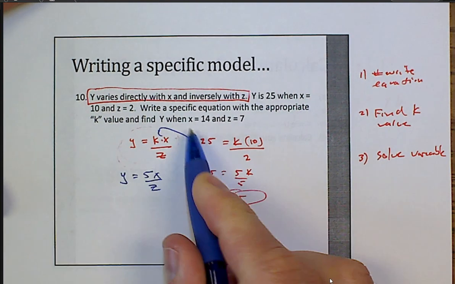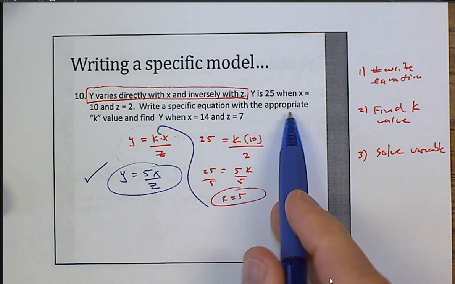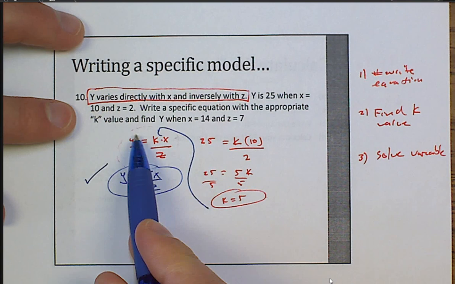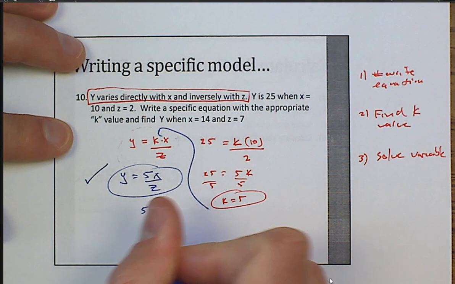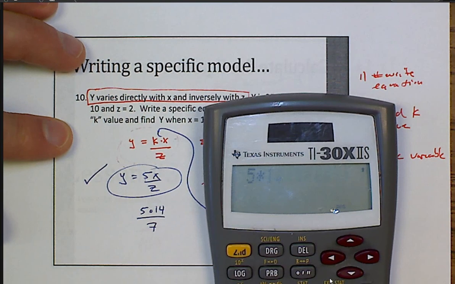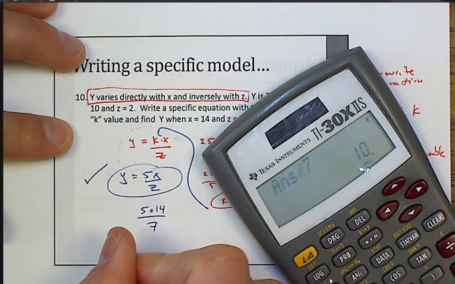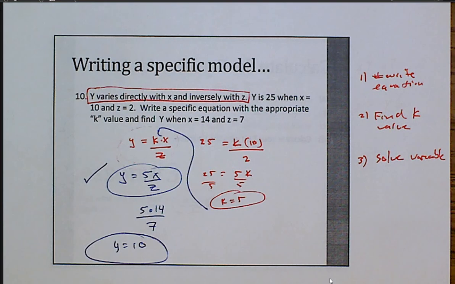Now write a specific equation, check, done, with the appropriate K value, 5, and then find Y when X is 14. So this becomes 5 times 14 over 7. So you just take the calculator out, 5 times 14, divide that by 7, and we get 10. So Y equals 10. So that's all 3 parts right there. All right, gotta be careful there.